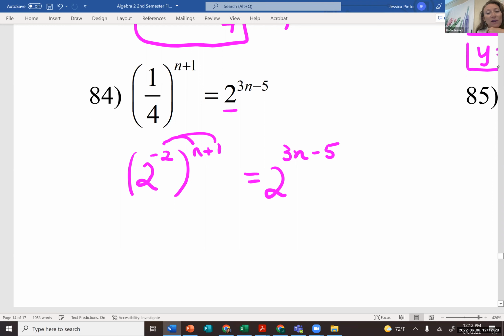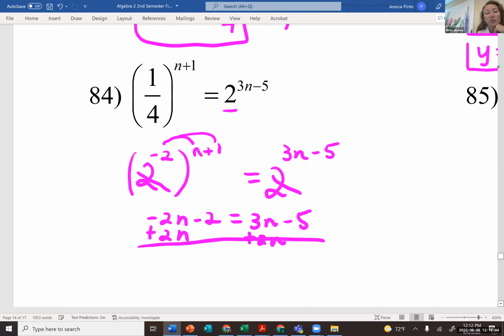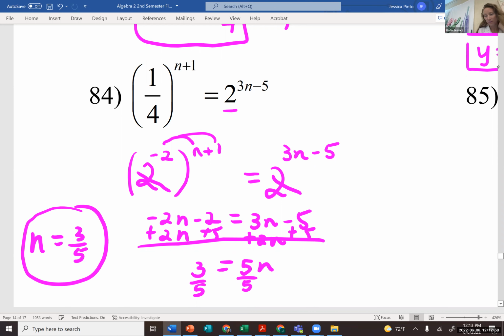Now I can distribute, and the 2's are no longer necessary. I have -2n minus 2 is equal to 3n minus 5. I'll add 2n. Oops. And I'll add 5. And I have 3 is equal to 5n. Dividing by 5, I get n is equal to 3/5. And that's going to be all we have time for today.